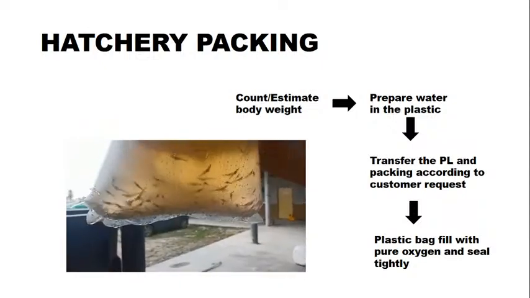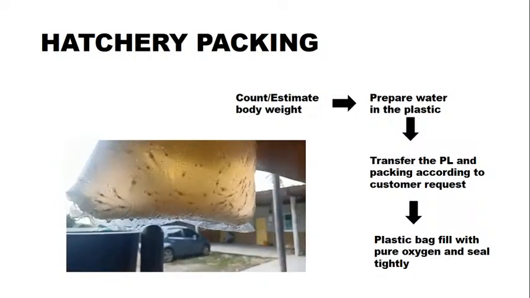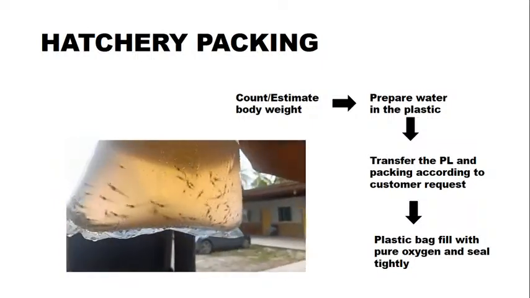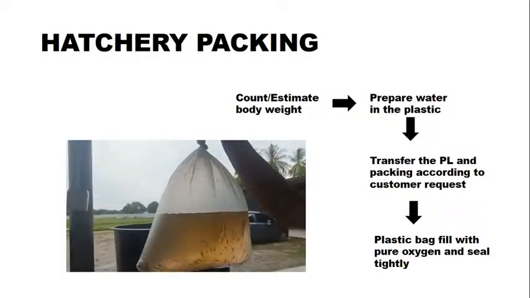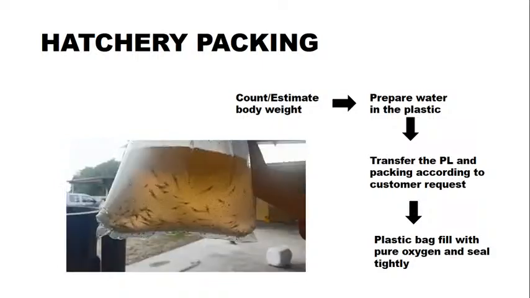The next live stream transport is from the hatchery to the farm. This is roughly how the hatchery will pack your post larvae, the shrimp post larvae. They will count and estimate first the body weight so that they know how much they need to put in a plastic bag. And then they will prepare the plastic bag with the water. After transferring the PL, the post larvae, into the bag, they will fill the plastic bag with pure oxygen and they will seal it tightly with a rubber band.